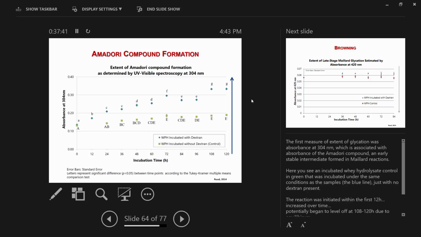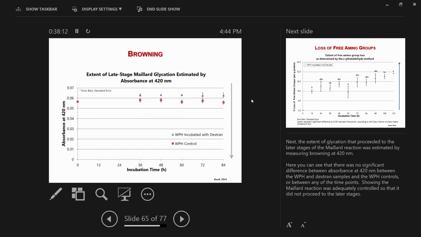and then plateaus towards the end, where some Amadori compounds start to convert to secondary products in the second stage. So at this point you would want to stop the reaction and not take these samples. Usually you want to go with 72, 84, or 96 hours, where your Amadori compounds have peaked but not really plateaued. You'll also be looking at browning at 420, just to confirm that the reaction did not proceed further than the initial stage.